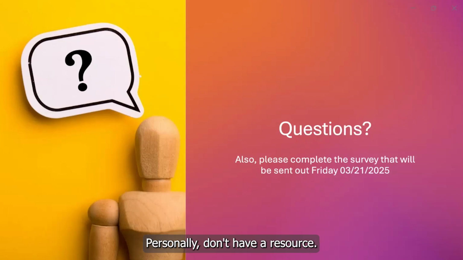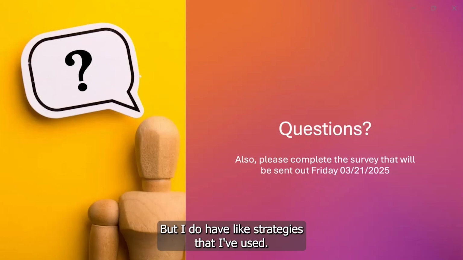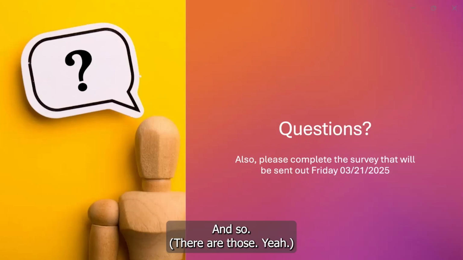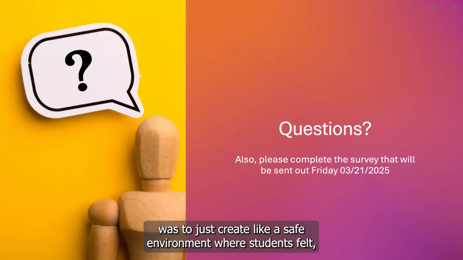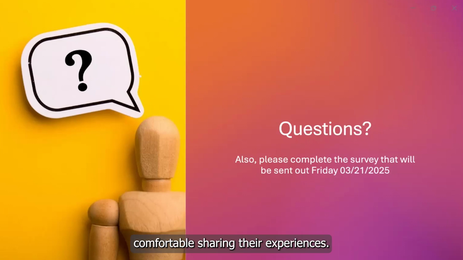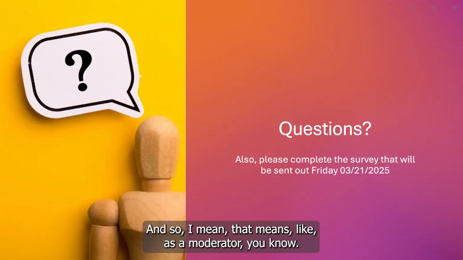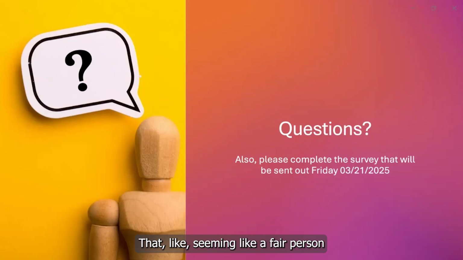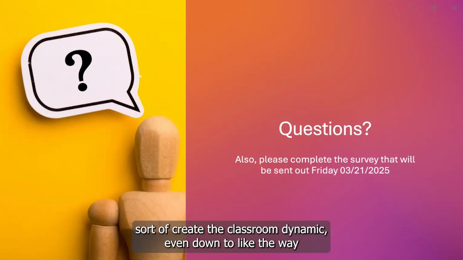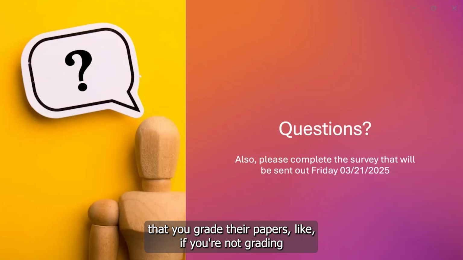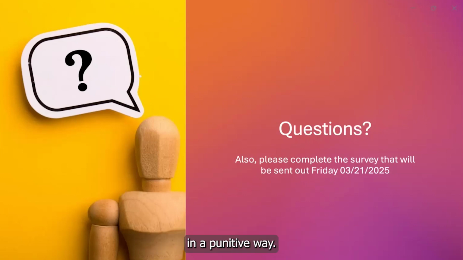Personally, I don't have a resource, but I do have strategies that I've used. In the classroom, what I tried to do was to create a safe environment where students felt comfortable sharing their experiences. That means, as a moderator, seeming like a fair person who isn't judging. I think also the way that you create the classroom dynamic, even down to the way that you grade their papers. If you're not grading in a punitive way, it has a positive impact.